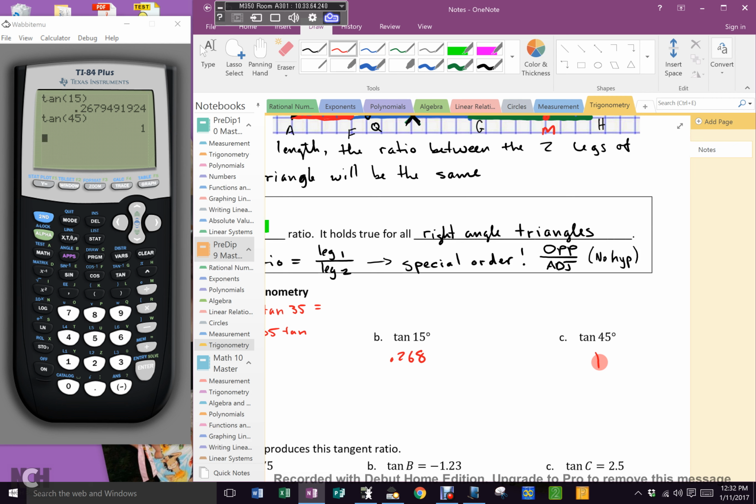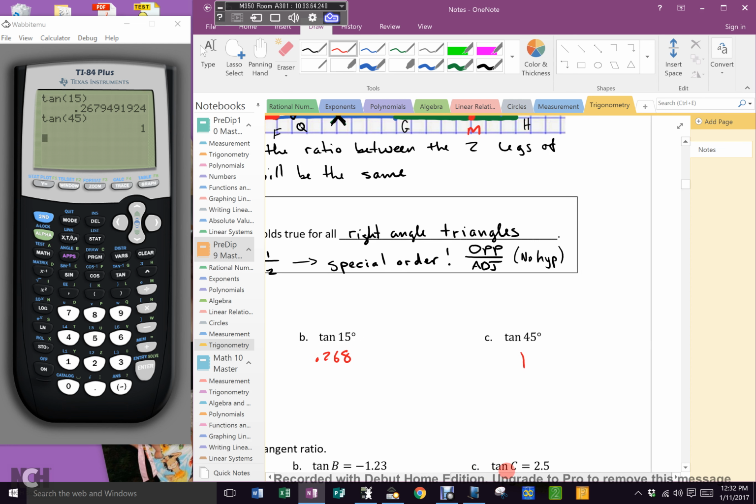All right. Now, I'm just going to take a second to explain why this is 1. If that's 90 and that's 45, what does that have to be? How many degrees are in a triangle? 180. So that has to be 45, doesn't it? If that's 45 and that's 45, aren't these both the same? So if I compare opposite to adjacent, and they're both the same number, opposite divided by adjacent is going to be 1, isn't it? That's why it works. Everybody cool?